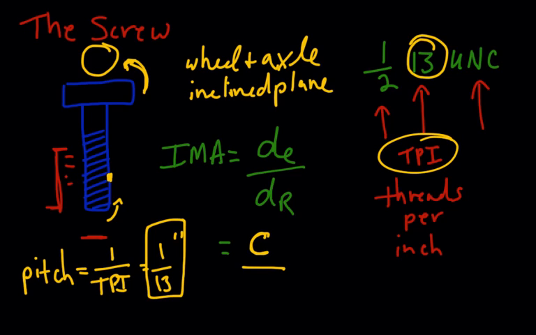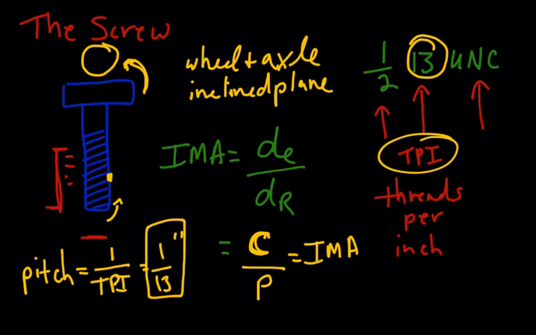Unless they just tell you what the pitch is and you already have it, so that'd be nice. So the IMA is the circumference of the screw head over the pitch. So that's your IMA. It'd be C over P. The circumference that you turn this head around over whatever the pitch is. And that's how you'd figure that out.